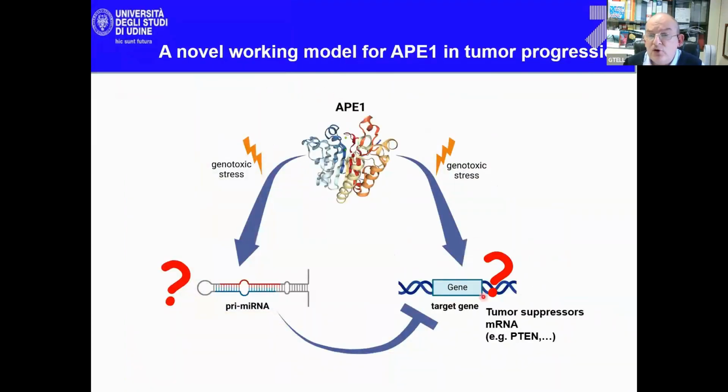So our model, on which we tried to collect additional data, is that APE1 can perform its activity in tumor regulation through modulating microRNA expression and thus gene targeting effects. And one of the most important gene targets that we identified was PTEN.